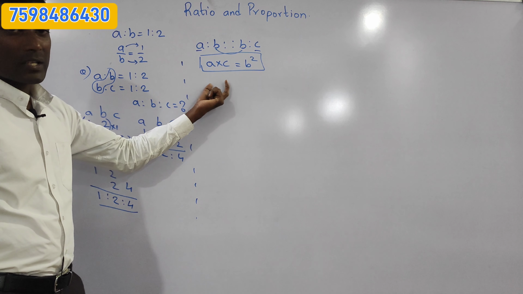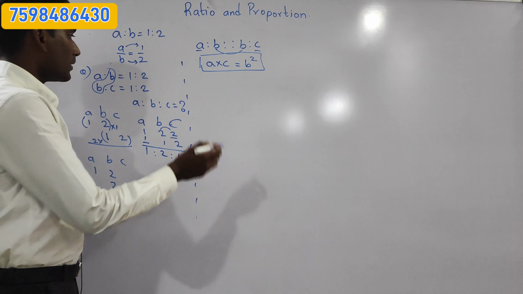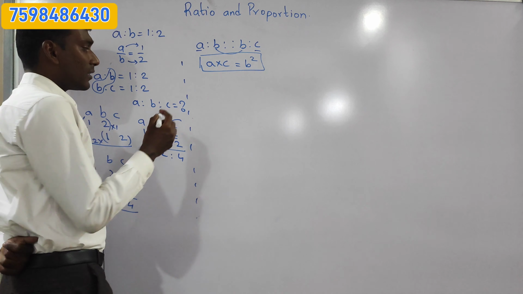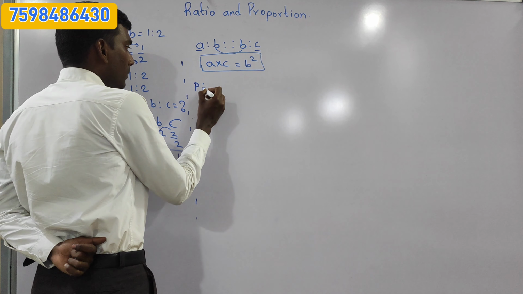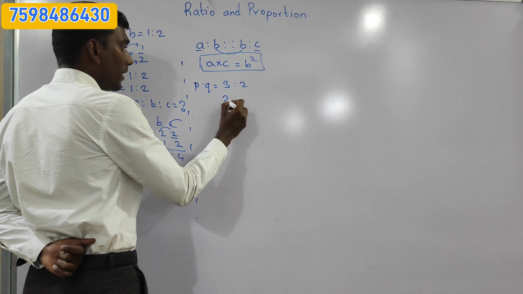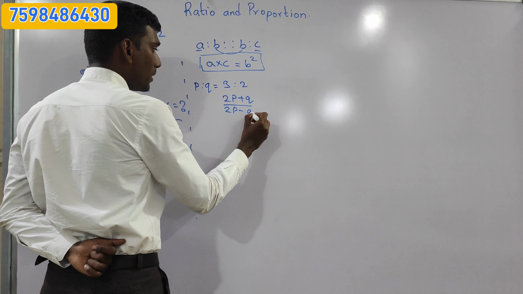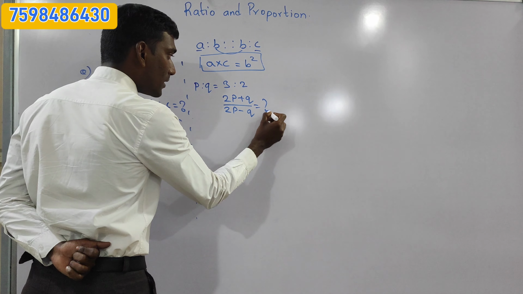So questions will be based on this formula also, so you have to keep this in mind. Next type of question, a basic kind of question. Imagine P is to Q is equal to 3 is to 2. So what is the value of (2P plus Q) divided by (2P minus Q)? What is the value of this ratio?